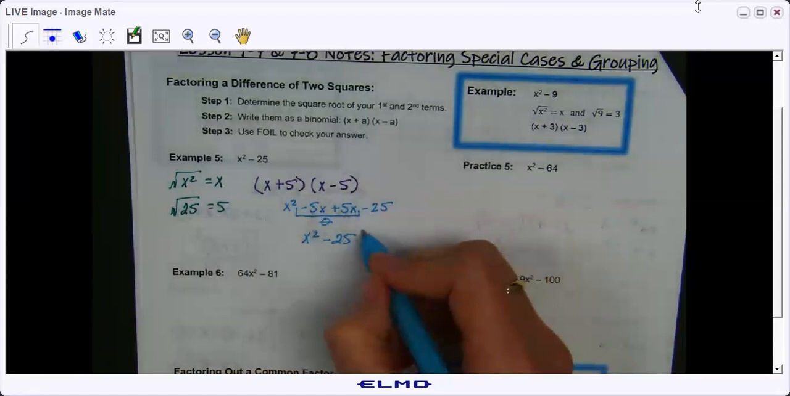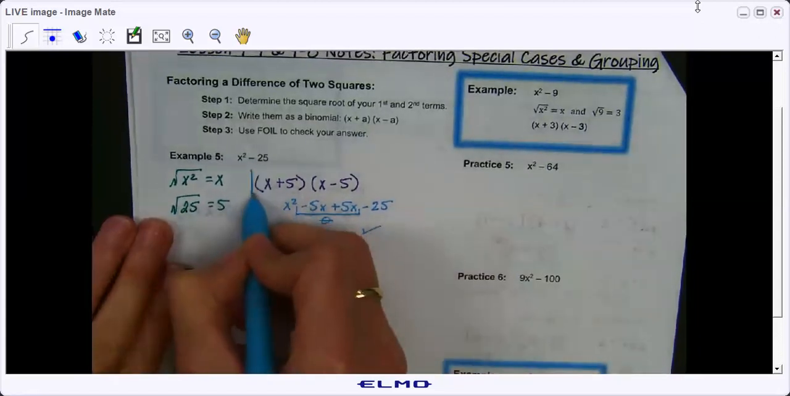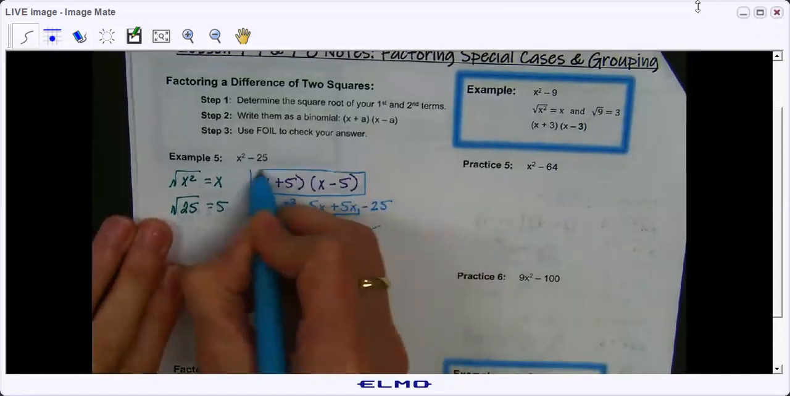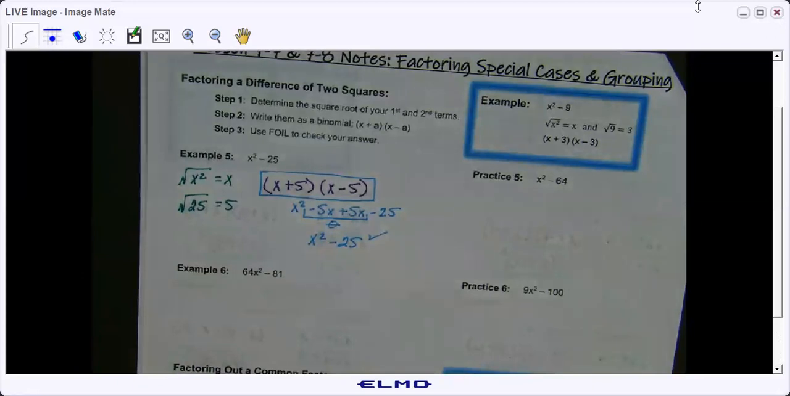Which is what we started with in our problem. Okay, so this checks out. So our final answer is right here. The difference of two squares.